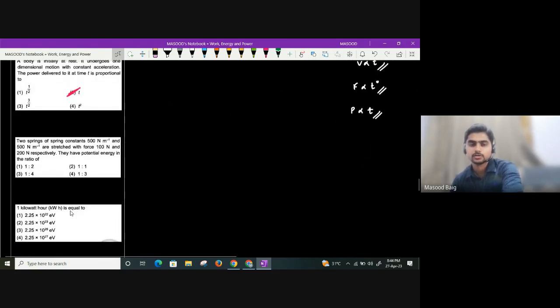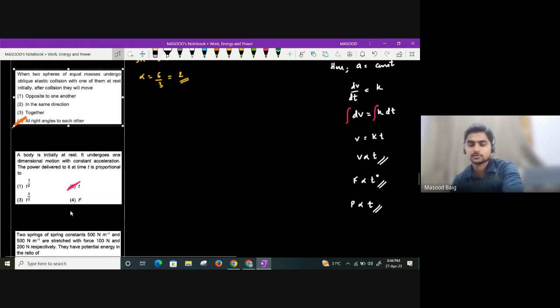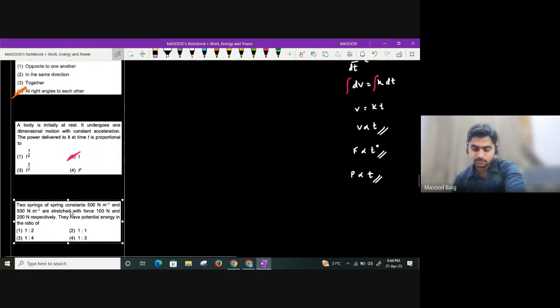I hope you understood it. Right, next case. If you see, they have given us two springs with the same spring constant. They are stretched by forces of 100 and 200. What is the ratio of potential energy they are asking?